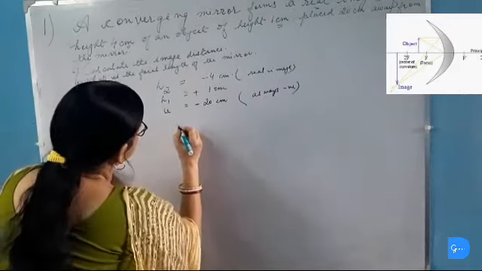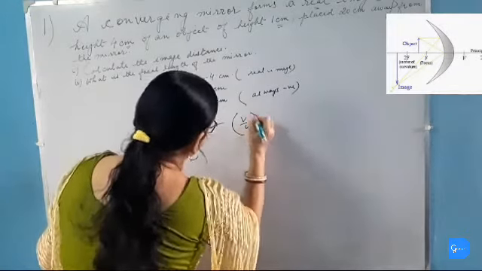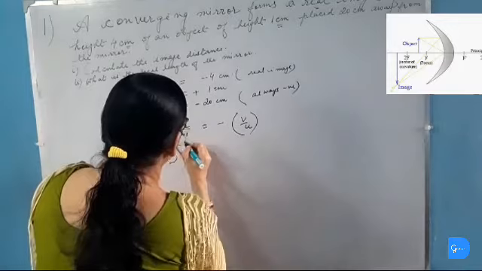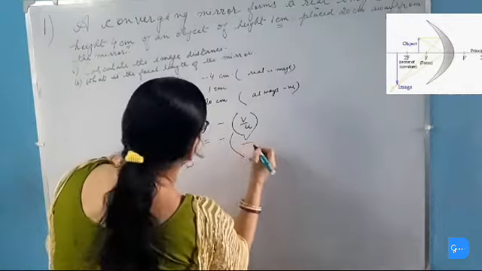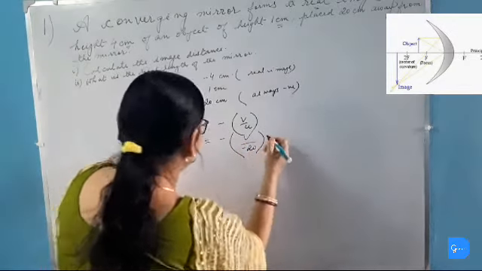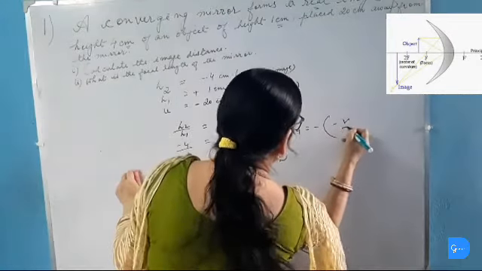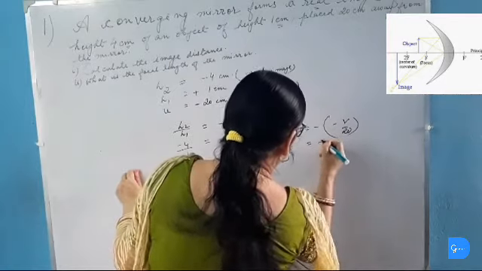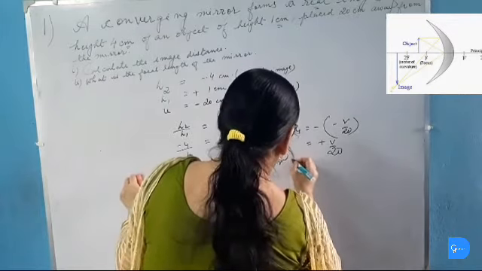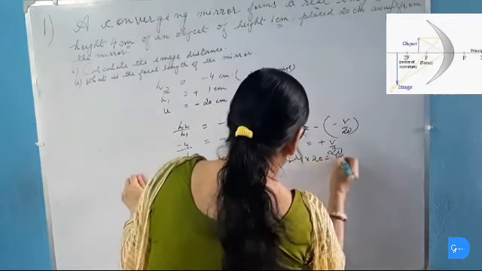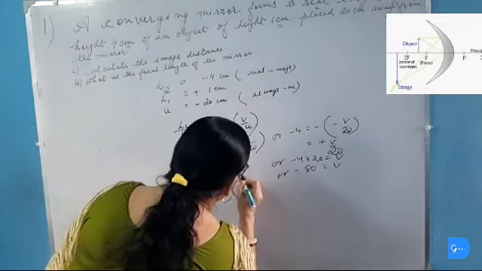We know that h2 by h1 is equal to minus v by u. We will put the values. h2 is equal to minus 4, h1 is equal to 1, v we have to find out, and u is equal to minus 20. So minus 4 is equal to minus v by minus 20, which is plus v by 20. Or minus 4 into 20 is equal to v, or minus 80 is equal to v. Therefore v is equal to minus 80.